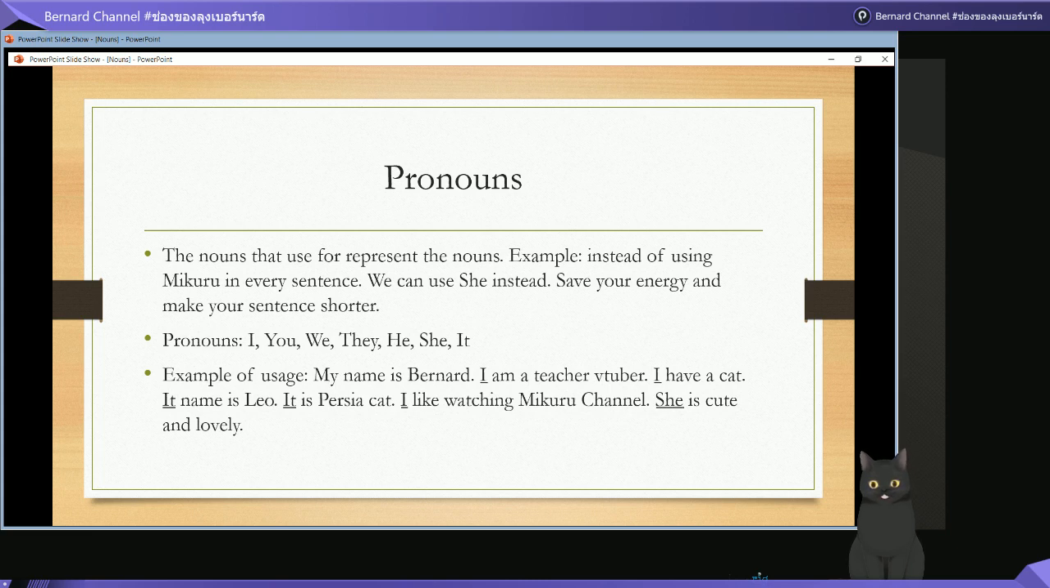Okay, the pronouns that we always use are just seven pronouns here: I, you, we, they, he, she, it. Only these seven pronouns will be used. Example of usage. Here is the example, and I highlighted and underlined the pronouns. I'm going to read this sentence. My name is Bernard. I am a teacher VTuber. I have a cat. Its name is Leo. It is a Persian cat. I like watching Mikuru's channel. She is cute and lovely.